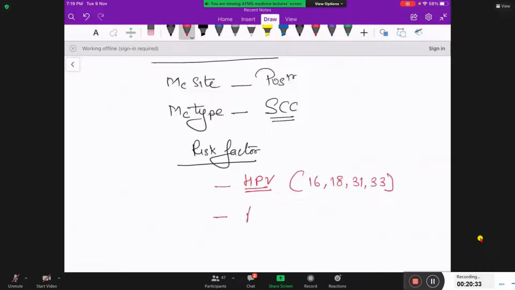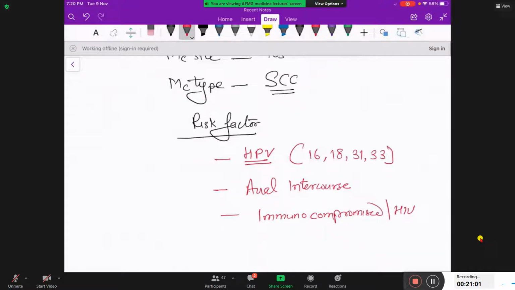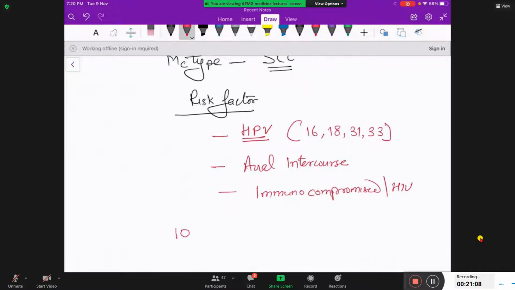Also, we should know anal intercourse is also a risk factor, and immunocompromised state or HIV is also a risk factor. Okay, these are the three risk factors which we should know about. Now, in anal cancer, these are the points we just need to know.